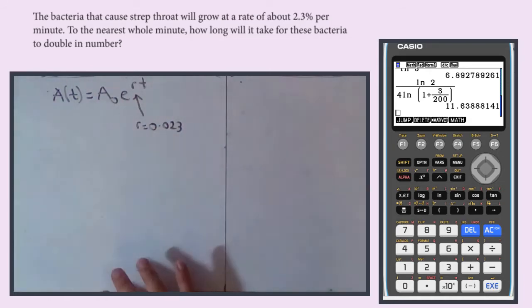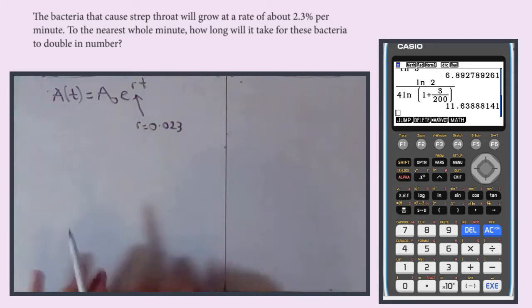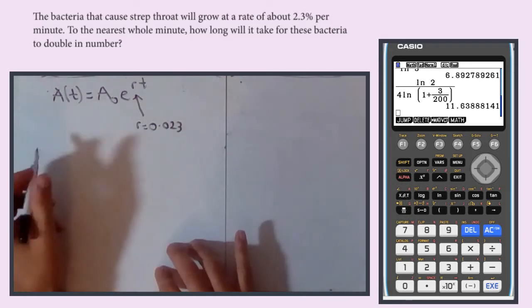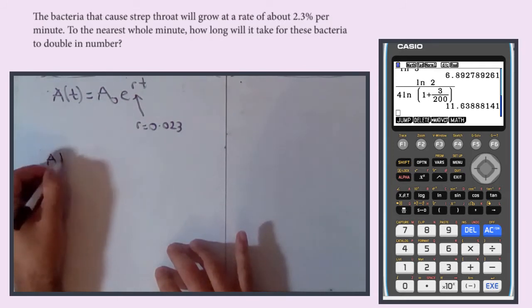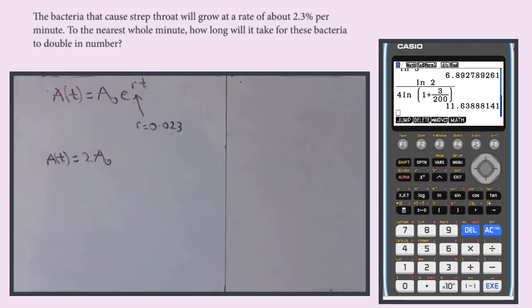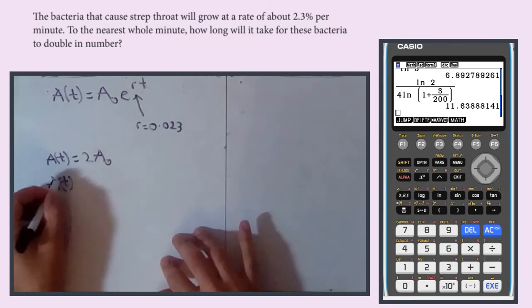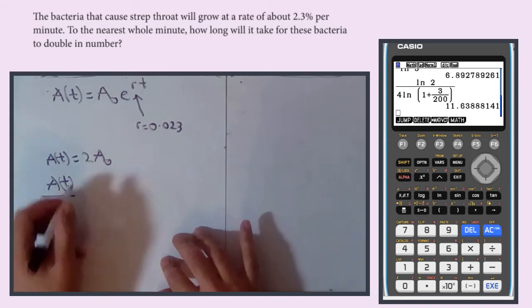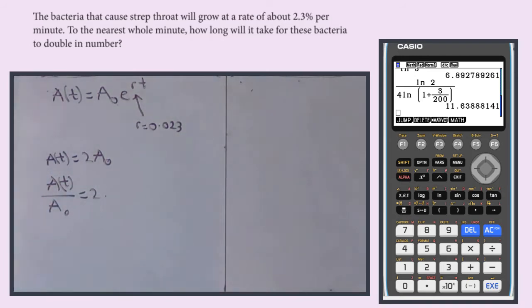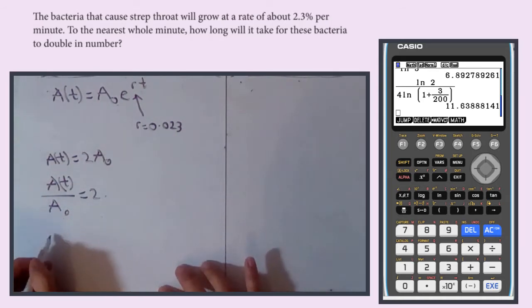Now you've got this At and A0. We don't know what they are technically, but we know that we're looking for the time when the bacteria are doubling in number. So when does At equal 2A0? That's the situation we're looking for. So if A at any time t equals 2A0, then we know that At over A0 equals 2. And if we know that, then we should be able to make this formula look a lot easier.